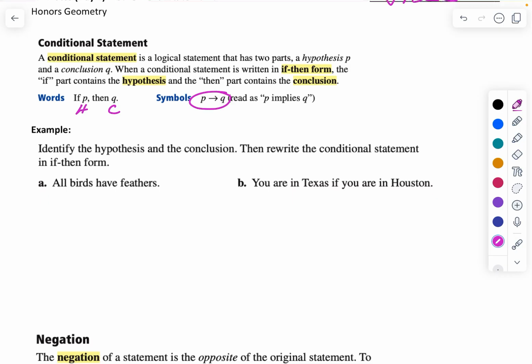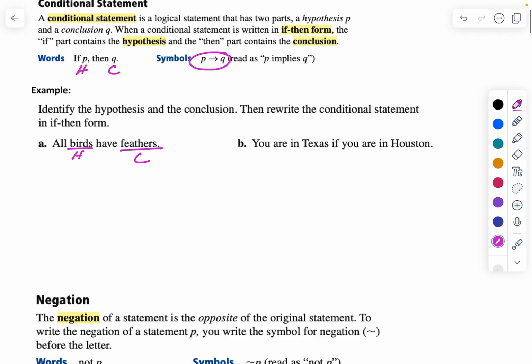So all birds have feathers. Bird is like our hypothesis, and feathers is our conclusion. If it's a bird, then it has feathers, right? But we want to speak in nice English sentences. So we'll say if an animal is a bird, then it has feathers.